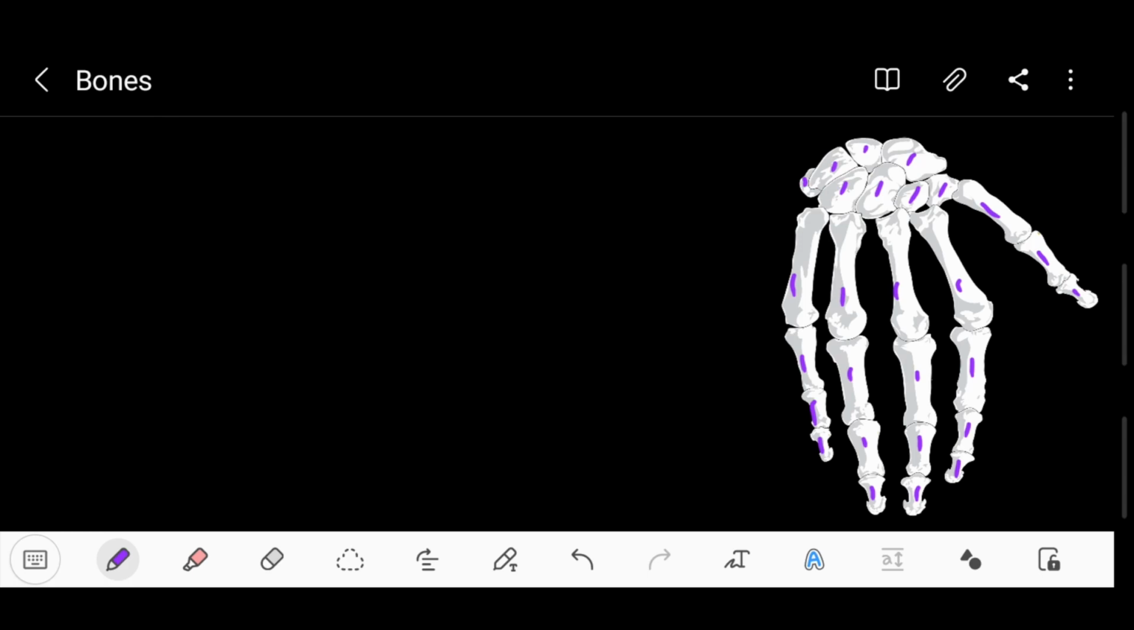Did you count 27 bones? If you did, that is the correct answer. So your hand consists of 27 bones and your foot consists of 26 bones. Did you know that the adult human skeleton has 206 bones? That's a lot. Well, actually, when you're younger, you have more than that. But as you get older, your bones fuse together.